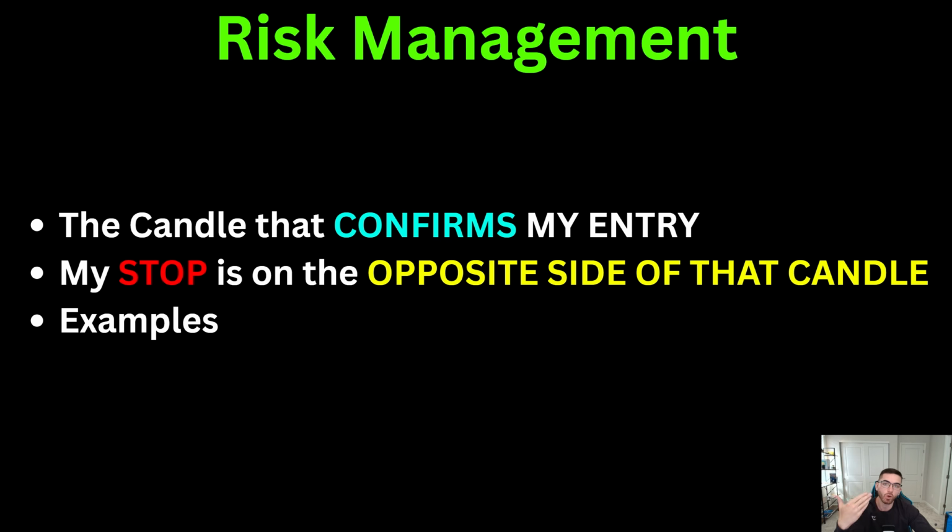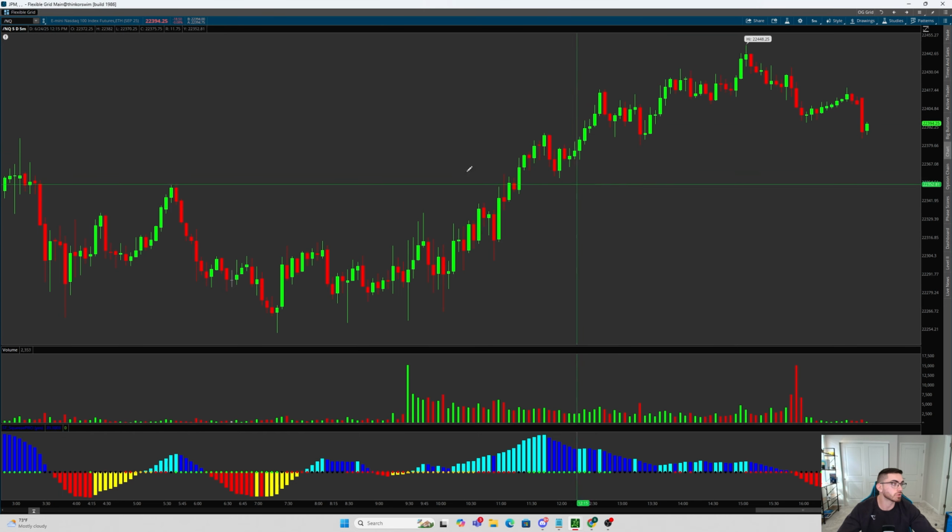So now let's talk about risk management because this is where most traders fall apart. You can have the best setup in the world, but without solid risk management, you'll blow up. My rule is simple. Once I get my confirmation candle, my stop loss is right on the opposite side of that confirmation candle. So let me show you some examples.